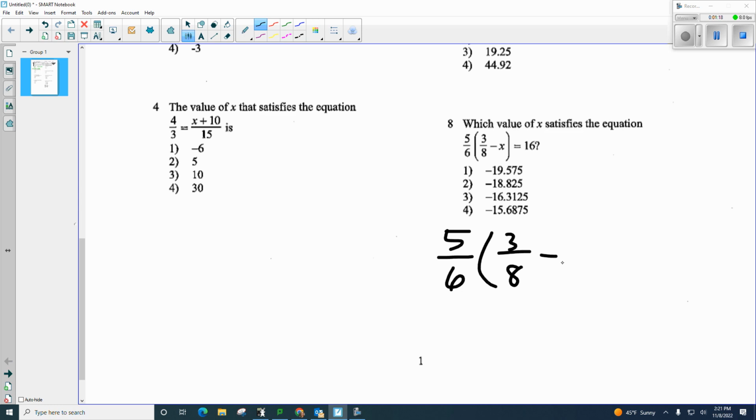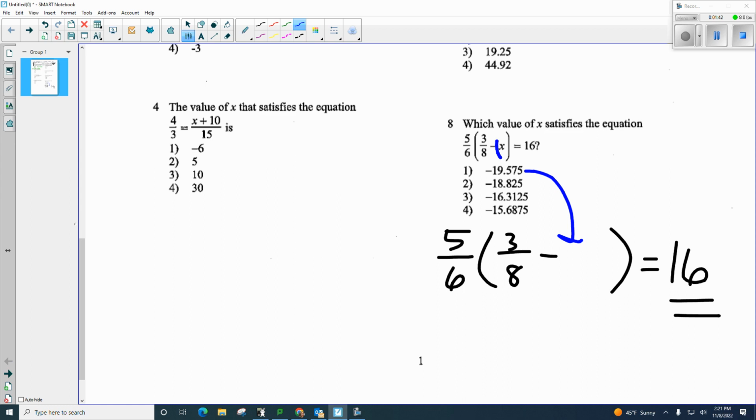Now notice I'm leaving a space where the x is. On this one, we actually don't even have to do anything on this side. This side already has just one number. So we're going to plug in each of these values one at a time to see which one equals 16 when we plug it in. All right, so let's take number 1 first.